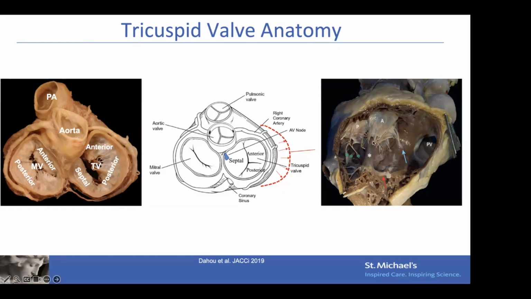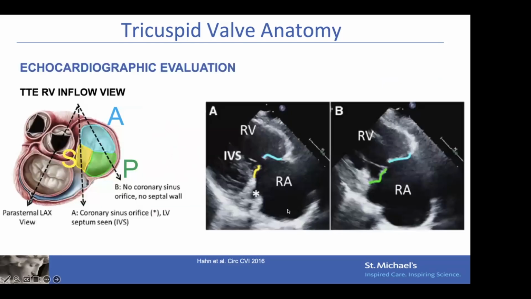And then finally, you have the anterior papillary muscle, which is the largest and most consistent papillary muscle of the tricuspid valve, and this demarcates the division between the anterior and posterior leaflets. So we can then apply that anatomical knowledge to our standard echocardiographic views.